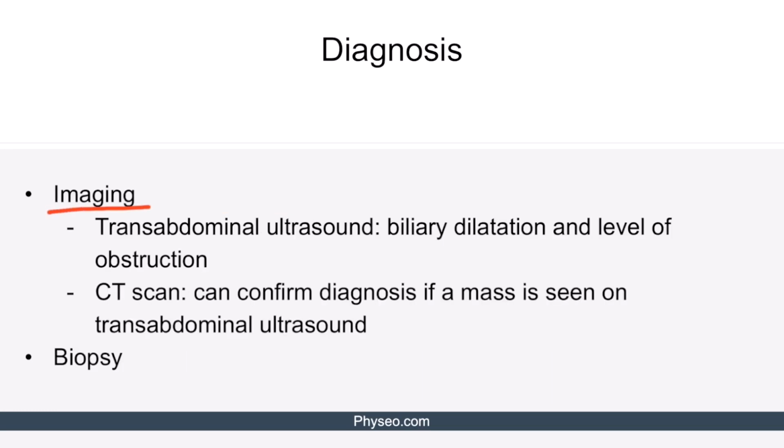The initial imaging for suspected pancreatic cancer is a transabdominal ultrasound, which can detect biliary dilatation and identify the level of obstruction. However, it may be difficult to visualize tumors in the body and tail of the pancreas with ultrasound. If a patient has a mass suspicious for pancreatic cancer on ultrasound, then they'll need to have a CT scan in order to further visualize the mass. Pancreatic tumors in the body or tail of the pancreas may only be visible on CT scan. After the tumor has been visualized, a biopsy will be required for a final diagnosis.